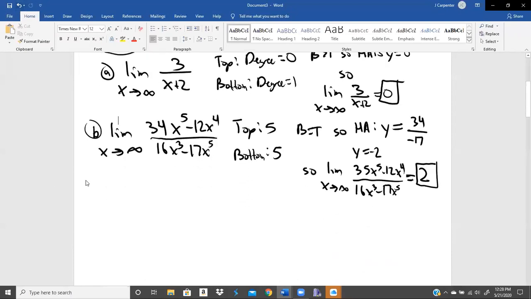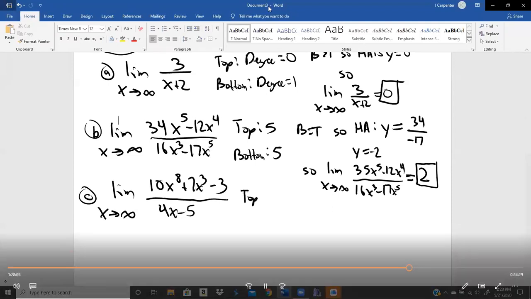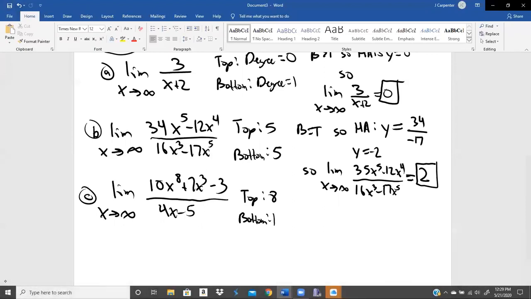Let's do one more. C, the limit as x approaches infinity. And again, all of these problems are the exact same if it said negative infinity. And let's go with 10x to the 8th plus 7x to the 3rd minus 3 over 4x minus 5. So the degree of the top is 8. The degree of the bottom is 1.